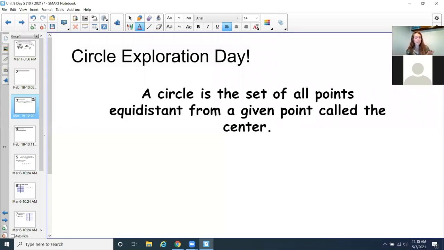All right, so you guys know a circle is just the set of all points that are equidistant from a given point that we call the center. So any point on a circle will be the same distance from that center, which is your radius. You know that. Okay.